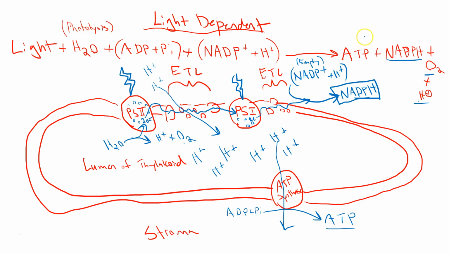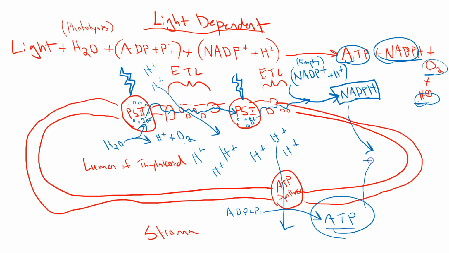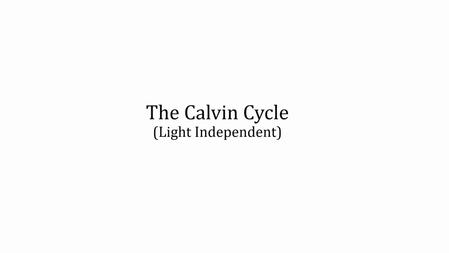So we are making ATP, we're making NADPH, we're making some oxygen, we're making some hydrogen ions. These things here, ATP and NADPH, can you remember where these go? We said that they go somewhere, but what is the purpose of all of this? The purpose is to send some electrons and some energy to the Calvin cycle, because the Calvin cycle is the place where we will make some sugar. So let's go ahead and talk about it.